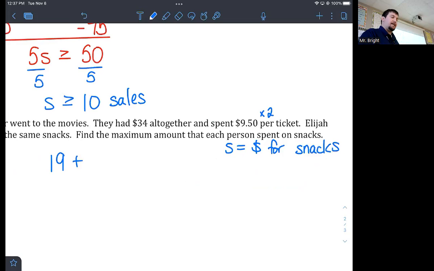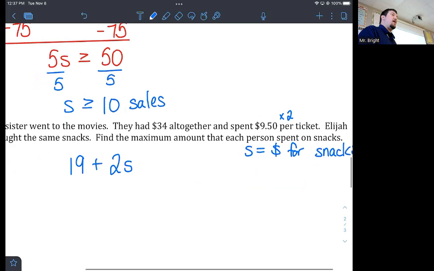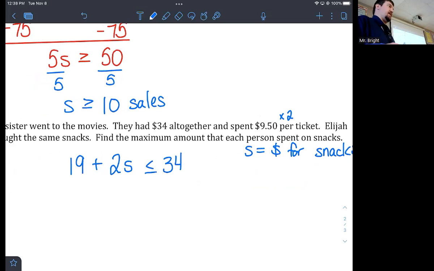So $19 for the tickets, plus S represents the money for snacks, but it's not just Elijah, it's his sister he's got to pay for too. So whatever he buys, he's got to double that and buy it for his sister. So $19 plus twice the amount of snacks, because there's 2 of them. Does that amount have to be less than 34 or greater than 34? What do you think, Marley? It's got to be less than 34. Can it be equal to 34? Yes, because they could spend exactly $34, which is all their money, and that would be okay. But they can't spend more than what they have.